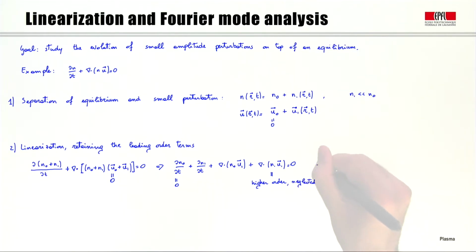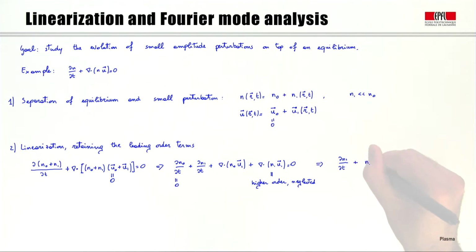What we come up with is an equation that relates n1, the time derivative of n1, with, taking n0 constant out, n0 times the divergence of u1 equal to 0. At this point we can apply our Fourier analysis.